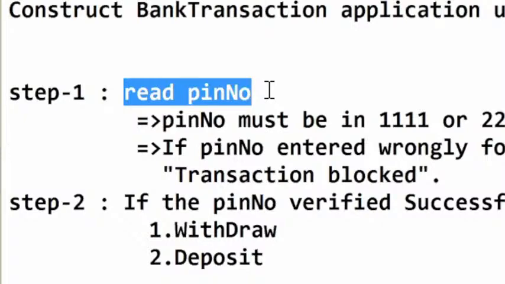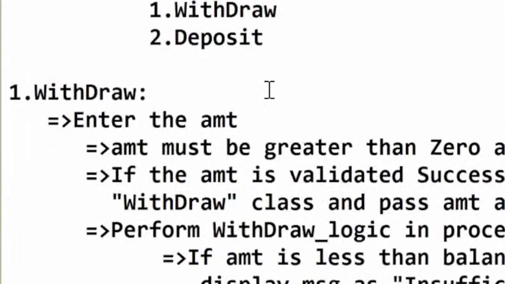Now, if the pin number is entered wrongly 3 times by the user, block the transaction and stop it. The program terminates. If the pin number is verified successfully, if you enter the pin number correctly, then show the following choice to him. You want to do withdraw process, or you want to do deposit process. Understood? Step 2. Suppose he selected one, withdraw.